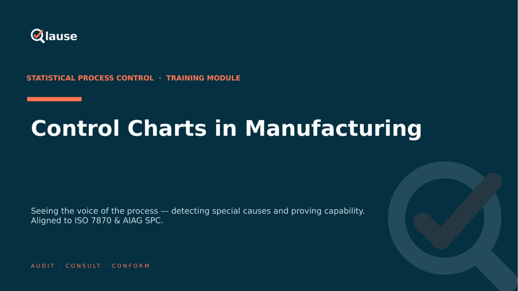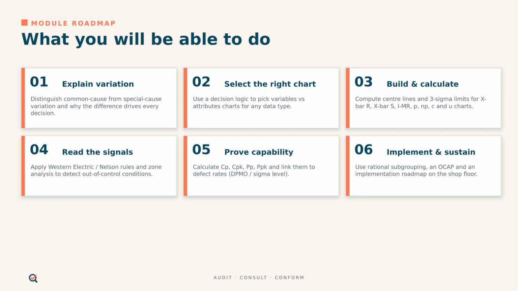Over the next quarter of an hour, we'll cover how to see the voice of the process, detect real problems, and prove your process is capable. Let's begin. Here's the plan. By the end, you'll be able to do 6 things.